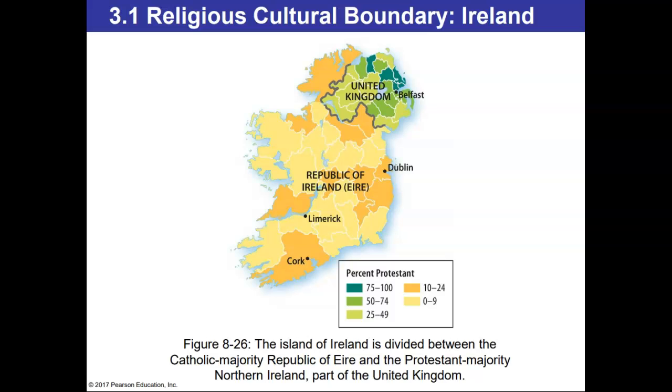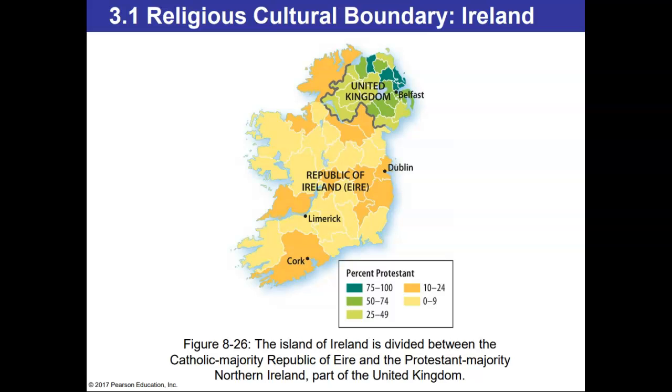So the actual state of Ireland, which is independent, is the Catholic majority part, and the Protestant majority part belongs to and coincides with the rest of the UK, which is also predominantly Protestant. Remember that both Catholicism and Protestantism are branches of Christianity. The key here clearly demonstrates the division on the basis of religion.